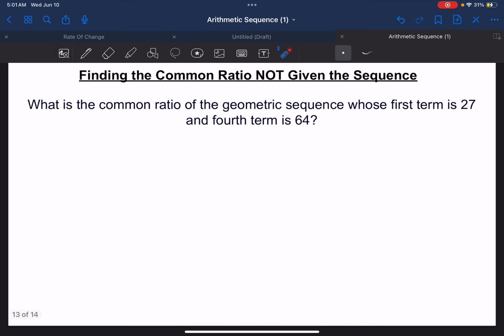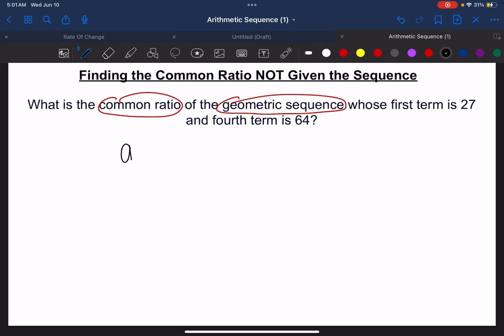Another way the Regents asks you about geometric sequence is a question like this one. What is the common ratio of the geometric sequence whose first term is 27 and fourth term is 64? In this case, it didn't give us a sequence. They're still asking us to find the common ratio. They said both common ratio and geometric sequence, so we know for sure that we are going to use the geometric sequence formula. Let me write that down. A sub n equals a sub 1 r to the n minus 1.